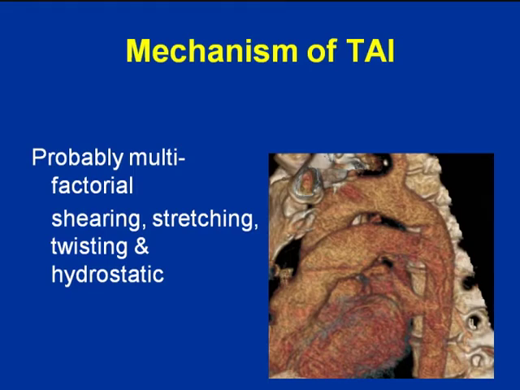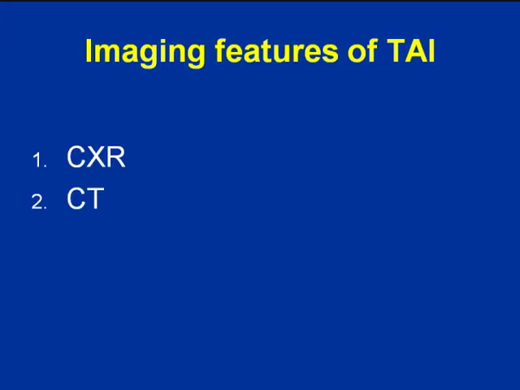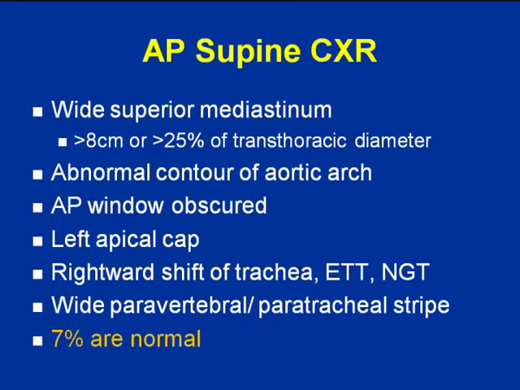I'm going to review in the next few slides the typical imaging features of traumatic aortic injury on chest radiograph and on chest CT. And we're going to conclude with several examples. These are the classic findings described on the AP supine chest radiograph. What you're really looking for is widening of the superior mediastinum. Some reports greater than 8 centimeters or greater than 25% of the transthoracic diameter as very sensitive indicators. However, we know our population is getting bigger, and these AP supine views, absolute measurements are often very difficult to make.